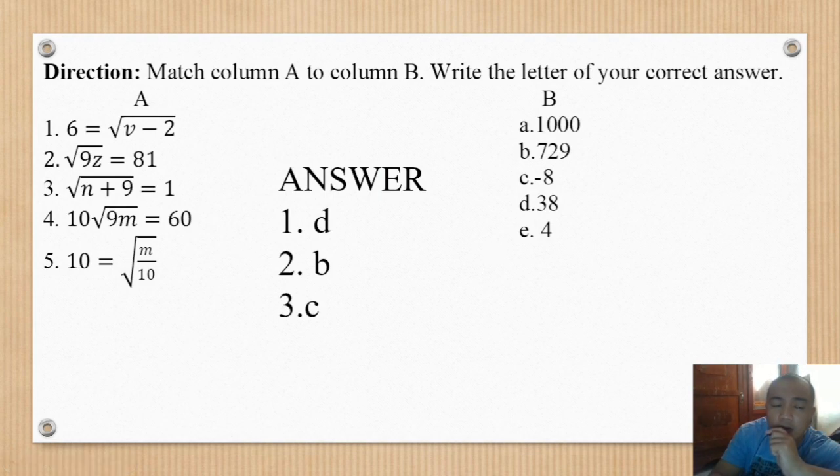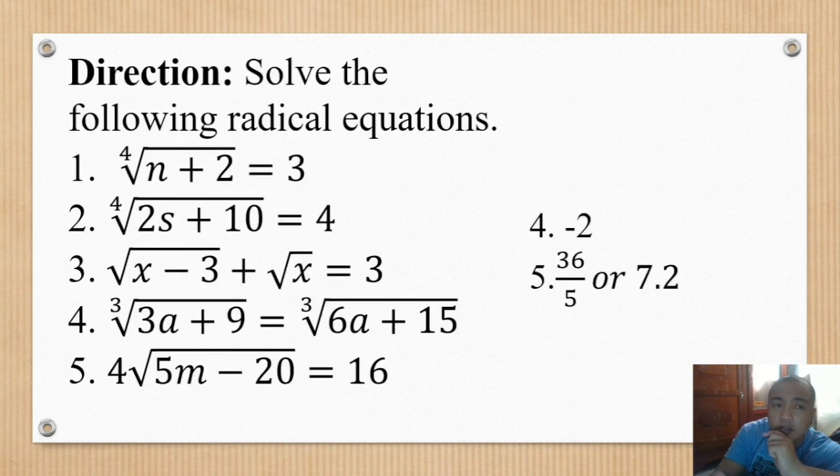Right? Number 4. We can still divide this by 10, both sides. 60 divided by 10 is 6. Then square both sides, 9m equals 36. 36 divided by 9, answer 4. E. And you have here 100 equals m over 10. 100 times 10, 1,000. So, for number 5, A ang answer.